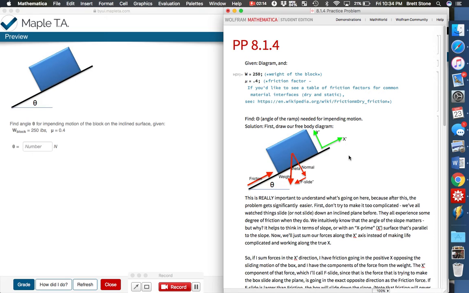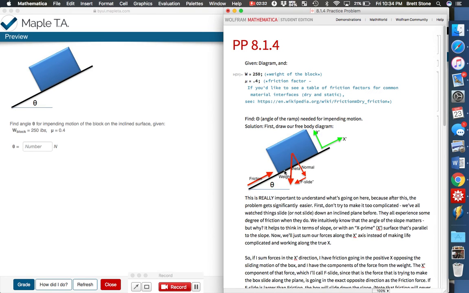It's tempting, I know, with this kind of problem to just say, oh, I know how to do this because it looks fairly simple, and it is. But if you take the time to really draw the free body diagram and think about what's going on, it'll pay off, I promise.